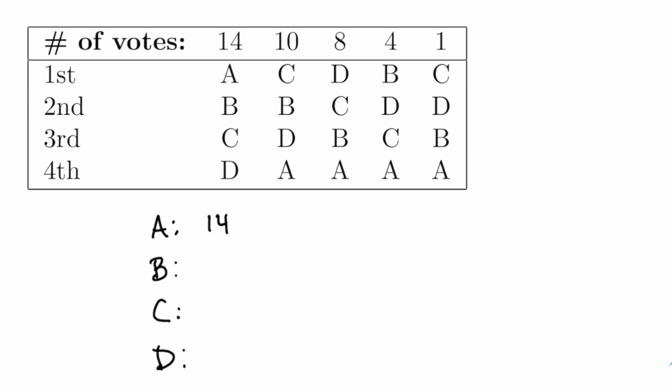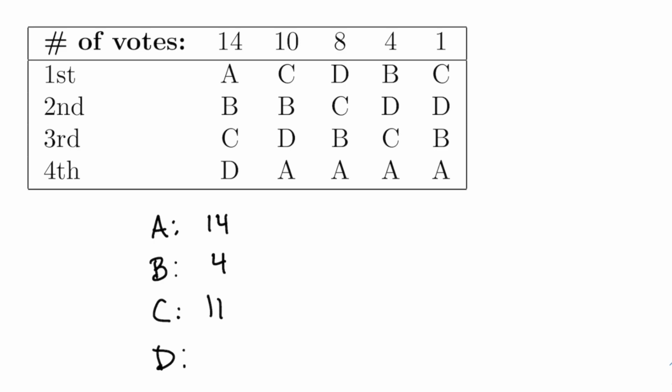B is on the top, I see, 4 times. There's only one column which has B on top, and there were 4 voters in that column. So B is on top 4 times. How about C? Looks like 11 to me. I see C is here with 10 and then also getting 1 from the last column. So C gets 11 votes in the top position.